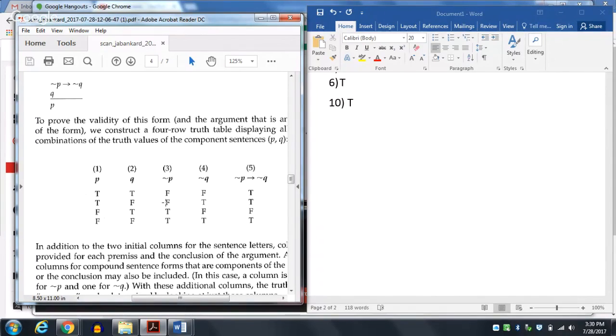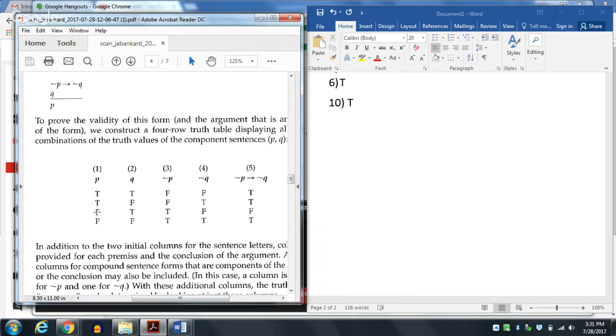Row 2. If P is true, we know that not P is false, right? If Q is false, we know that not Q is true. What about the conditional? Well, we know that not P is false. Not P is the antecedent. A false antecedent means a true conditional. Boom, we're done, right?